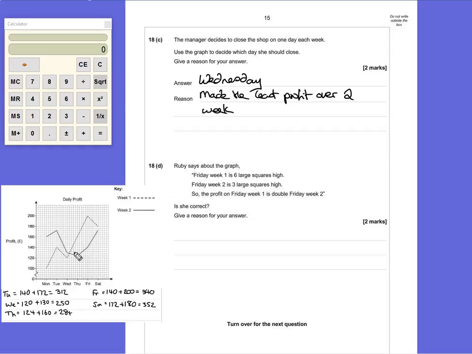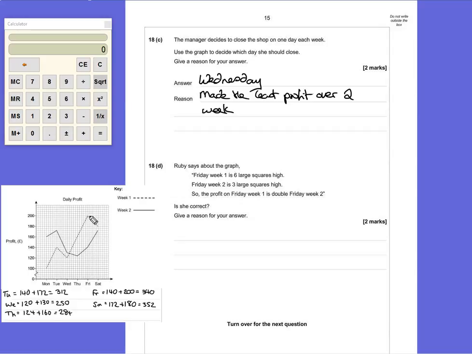Now, if this graph was completely fair, then that would be accurate to say it's double the number of squares. However, look very closely at the profit scale. This little zigzag here shows that numbers are missing, and that first square represents 100, and then each square after it only represents 20. The first £100 profit has been missed out. So technically, Friday on week 2, instead of being 3 squares high, would actually end up being 7 squares high.